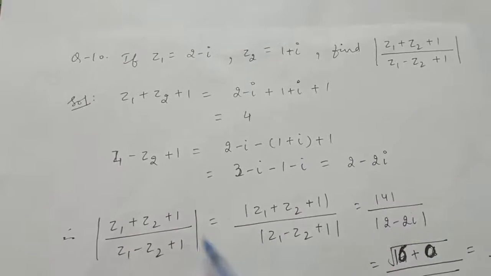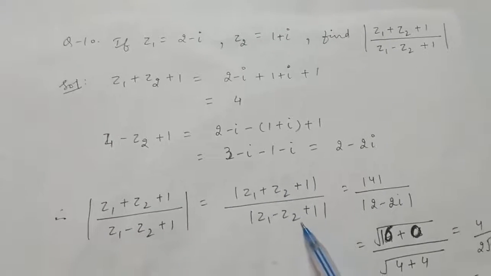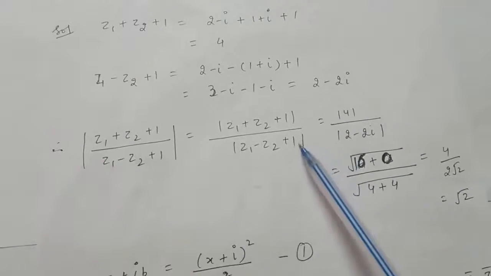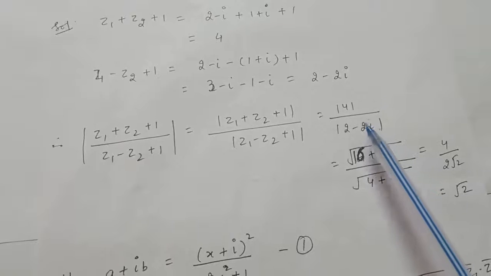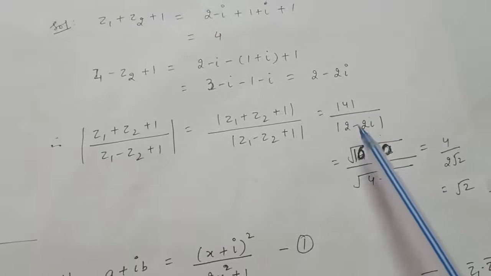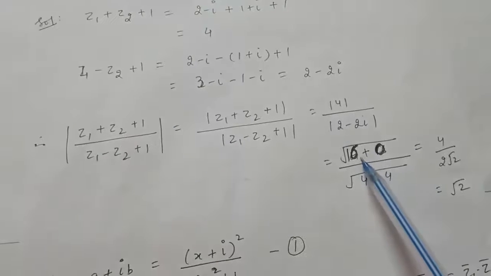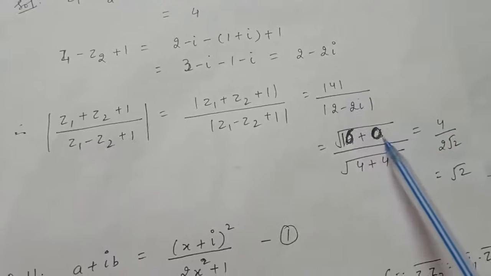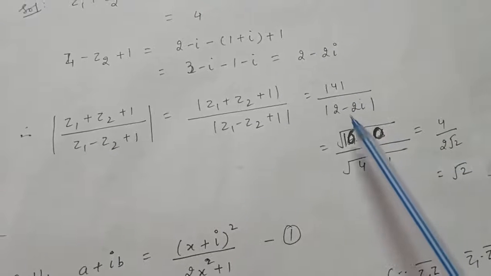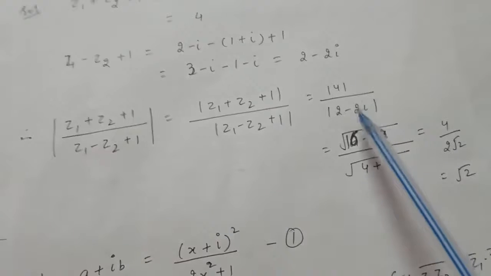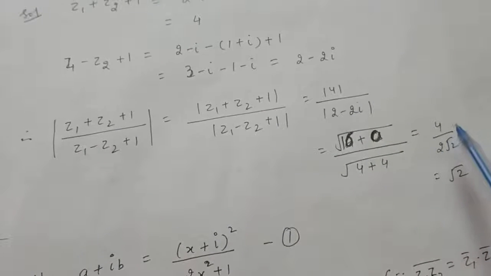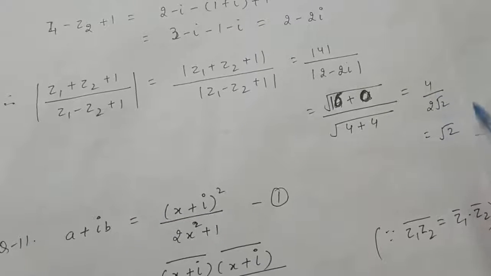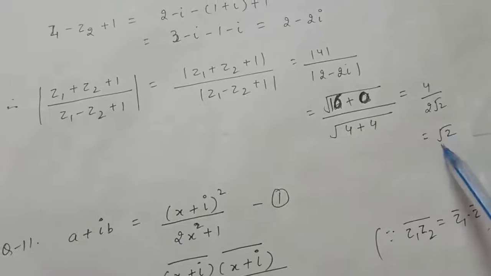Now the modulus of this will be modulus of numerator upon modulus of denominator. Now the modulus of this is equal to modulus of 4 and modulus of this is modulus of 2 minus 2 iota. Now the modulus of 4 will be root of real part square, which is 4 square, 16, plus imaginary part square. Now the imaginary part here is 0, so the square of 0 is 0, upon root of modulus of this, which will be 4 plus square of minus 2, which is 4. So you will get 4 upon root 8, which can be written as 2 root 2. So you will get the modulus as root 2, right?